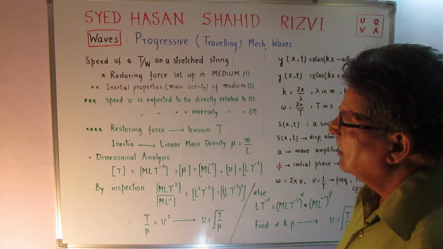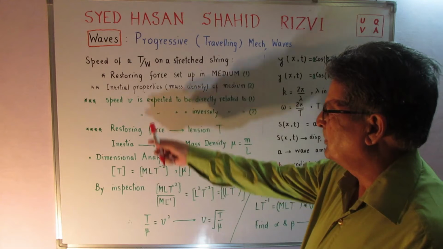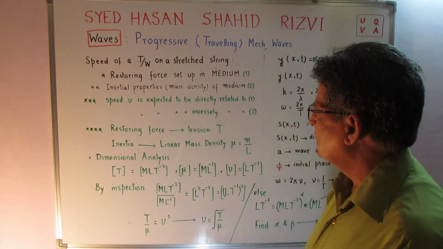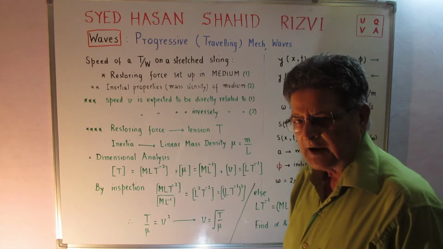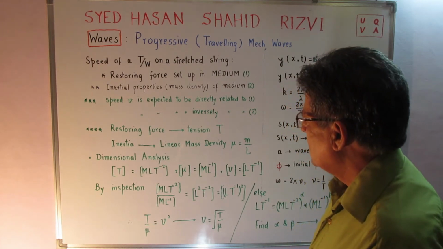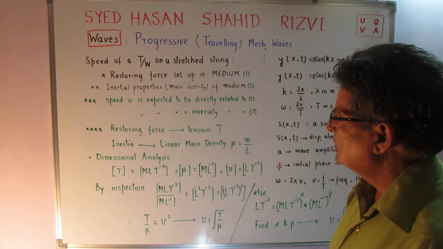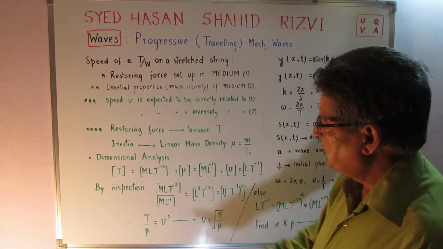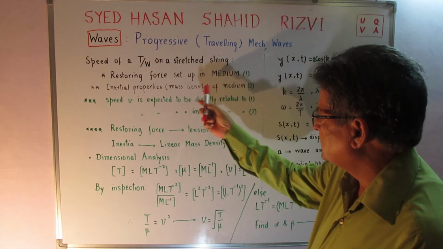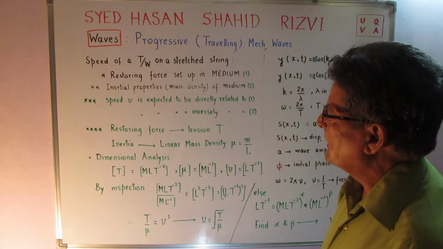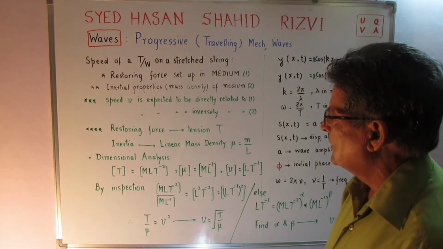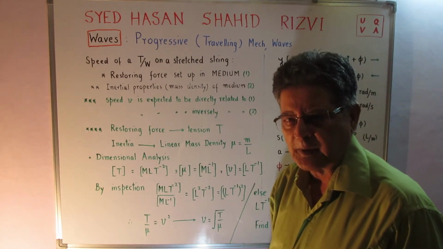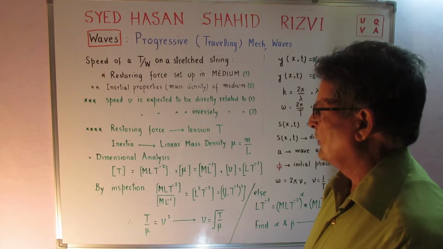Now, we find that speed is expected to be directly related to the restoring force set up in the medium. That is, if the tension is more, then the speed may be more. And if the mass density of the medium is more, then the speed is expected to be less.